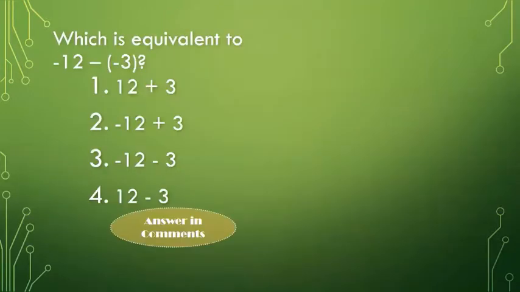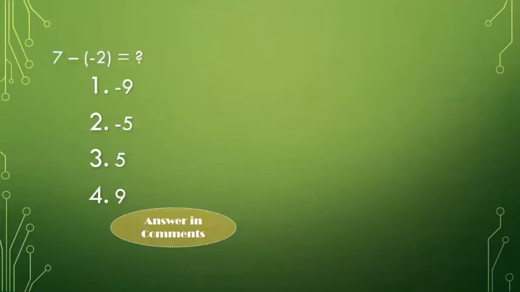Now these are some more questions based on subtraction of integers. So now let us solve this question. Which is equivalent to minus 12 minus minus 3? When we use the keep, change method, we get minus 12 plus 3. So the answer is the second option, minus 12 plus 3.